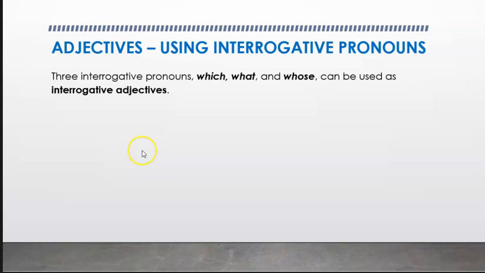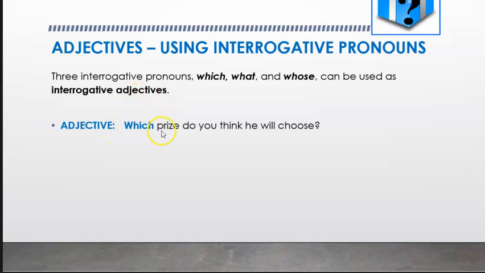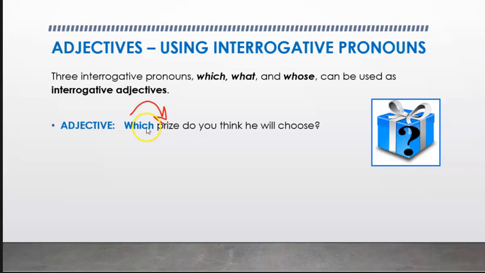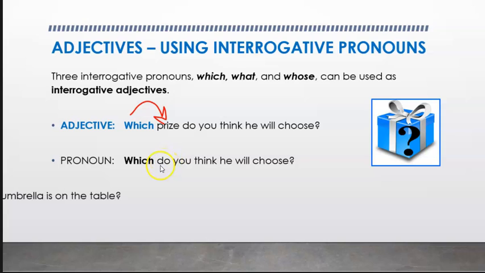Interrogative pronouns can also be used as adjectives. Those are words such as which, what, whose. And so an example of that, which prize do you think he will choose? In this case, which is modifying prize, and prize is the noun, and it immediately follows the word which, so it's an adjective. In this sentence, which do you think he will choose? Which is replacing the word prize. What follows it is a helping verb, and so it's acting as a pronoun.